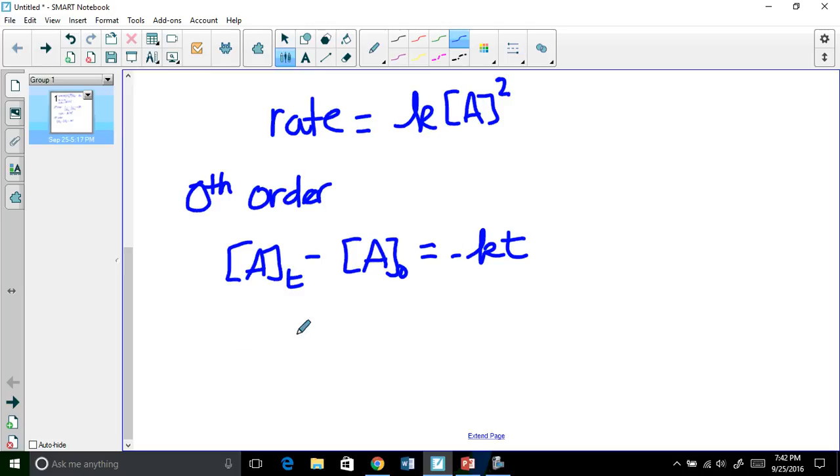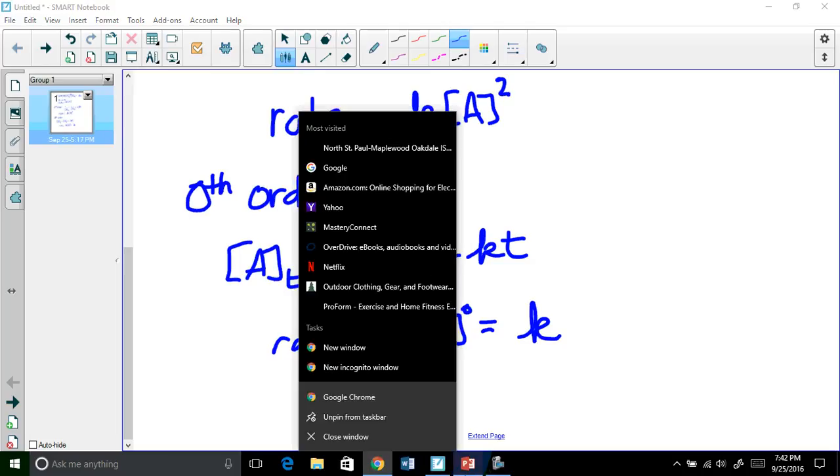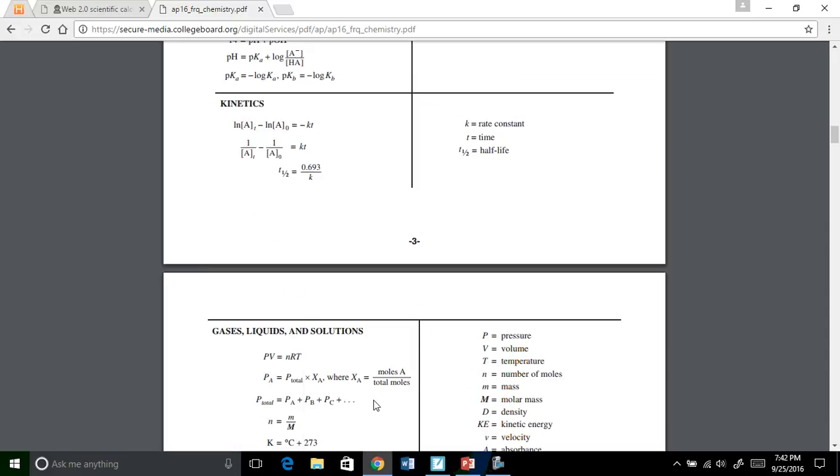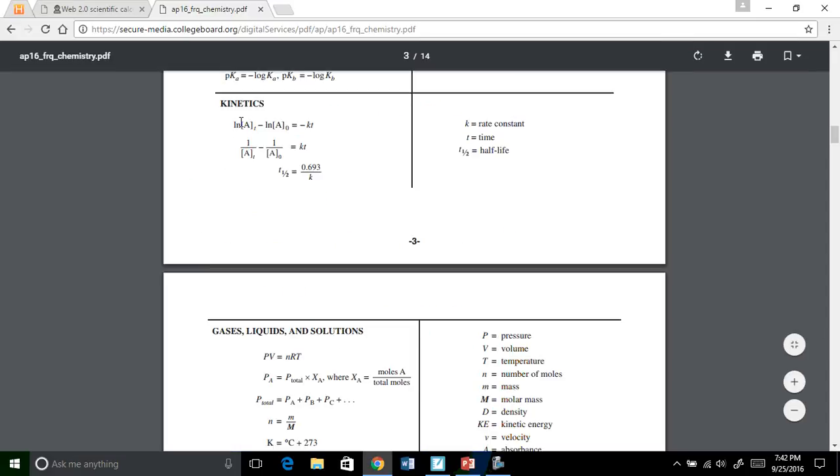And that's what it looks like when the rate is equal to K times A to the 0. But anything to the 0 power is 1. So sometimes they'll write it like that. They don't give you zeroth order, but just know, I just want to have this sheet up. If you take first order and you just erase these ln's, it's the same. And you don't actually have to solve problems with it, but you have to be able to do something weird with graphs. So it's good to know it even now.